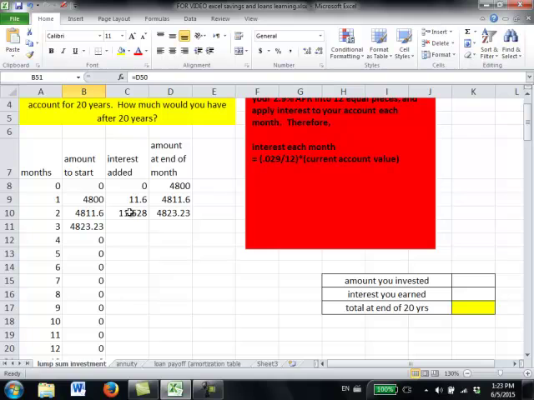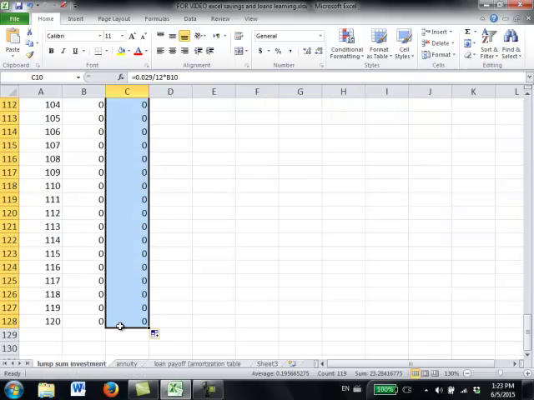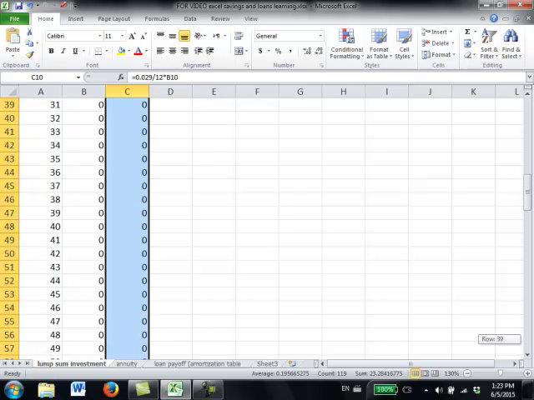All right, again, I see that I have a pattern in column C. Column C is calculating the interest, and what it does is it takes 0.029 divided by 12 and multiplies it times the cell in column B. Again, I'm going to drag that formula down, drag it all the way down. Here we go. And one more.